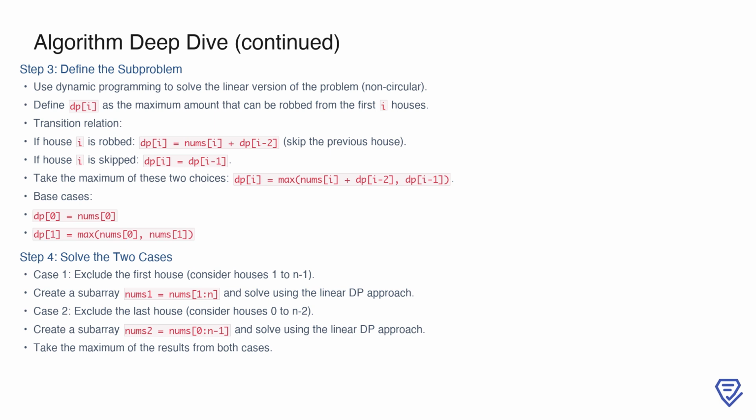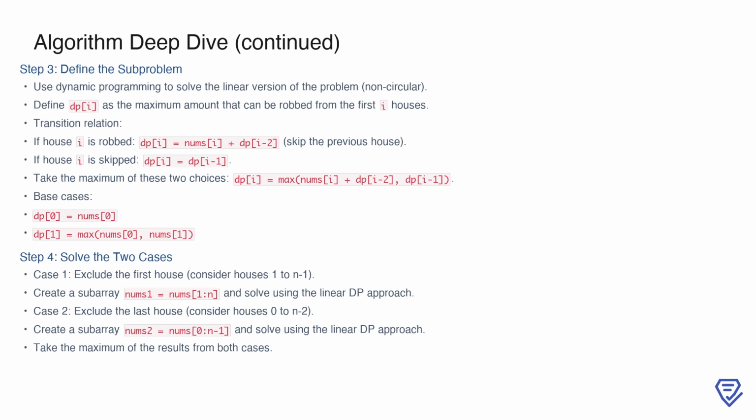Dynamic programming is the key here. We define dp[i] as the maximum amount of money that can be robbed from the first i houses. To decide whether to rob the ith house, we have two choices: either rob it, which forces us to skip the (i-1)th house, or skip it and take the result from the (i-1)th house. This gives us the relation dp[i] = max(nums[i] + dp[i-2], dp[i-1]). For the base cases, if there's only one house, dp[0] = nums[0], and if there are two houses, dp[1] = max(nums[0], nums[1]).